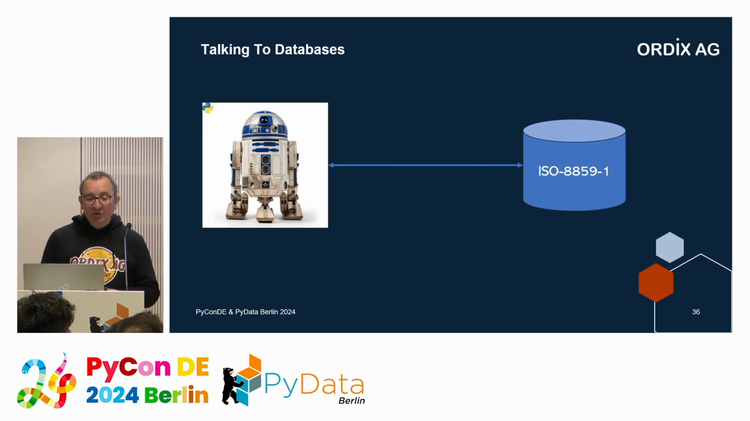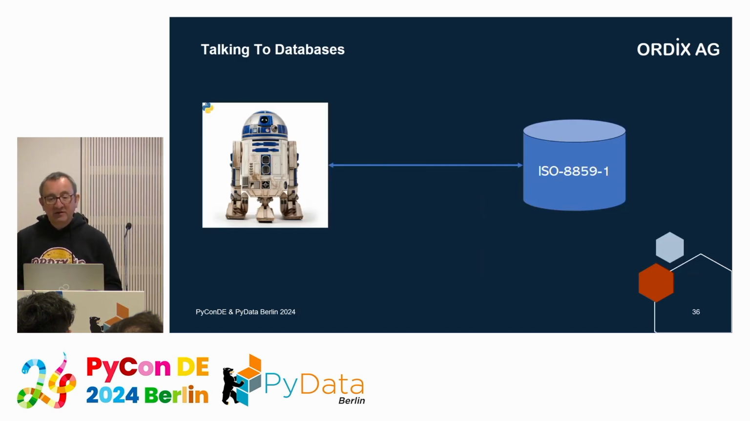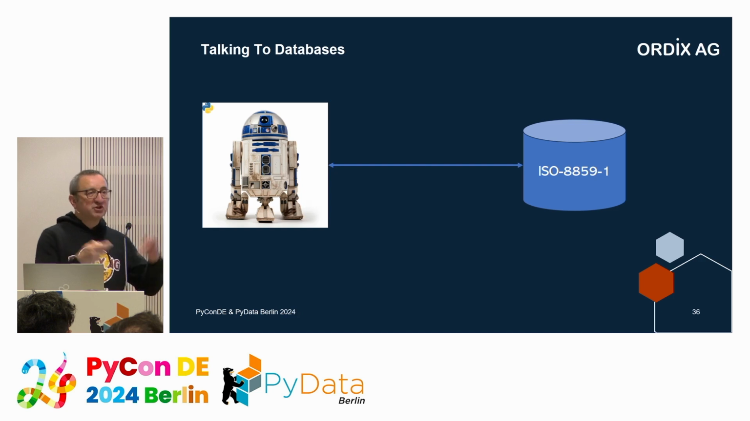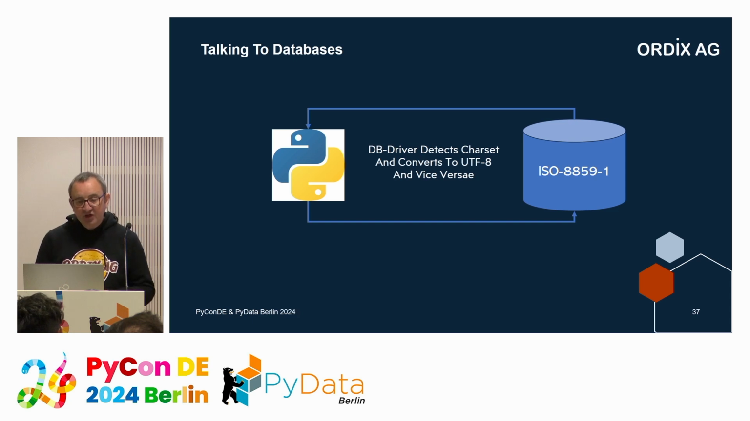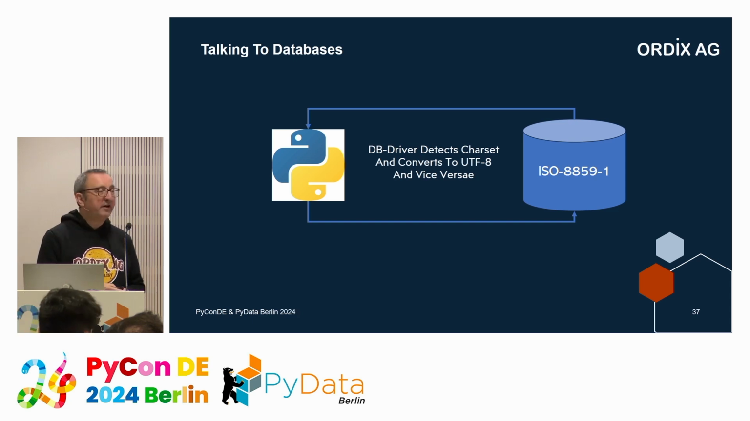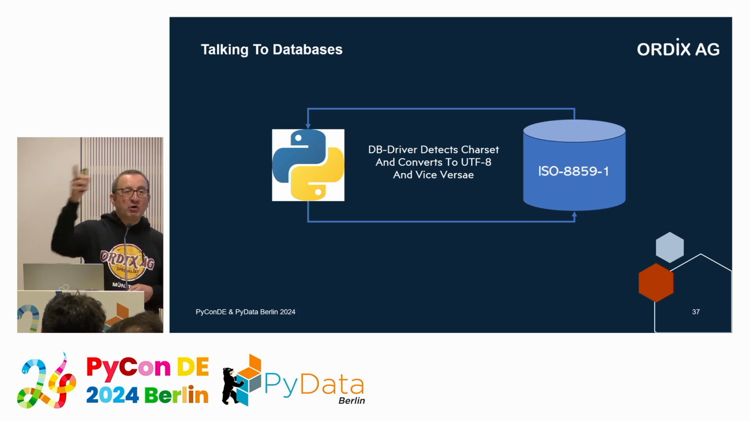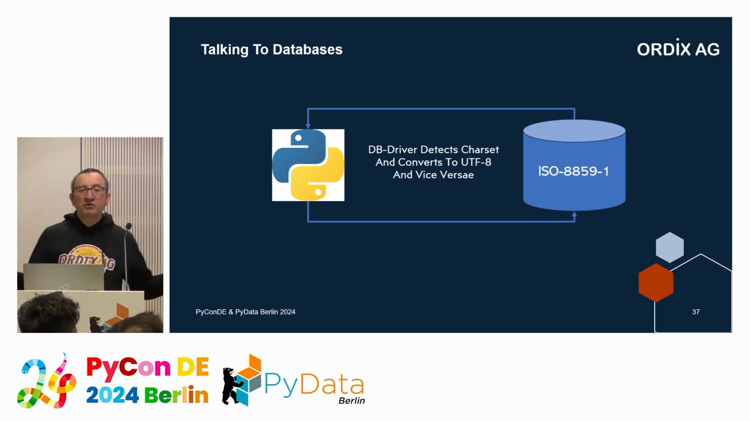Okay. So if your little friend is talking to an ISO database, which is, probably not the best idea, then what happens? The DB driver detects the charset and converts everything from ISO to UTF-8 and vice versa. And if you only have round trips, this works pretty fine.